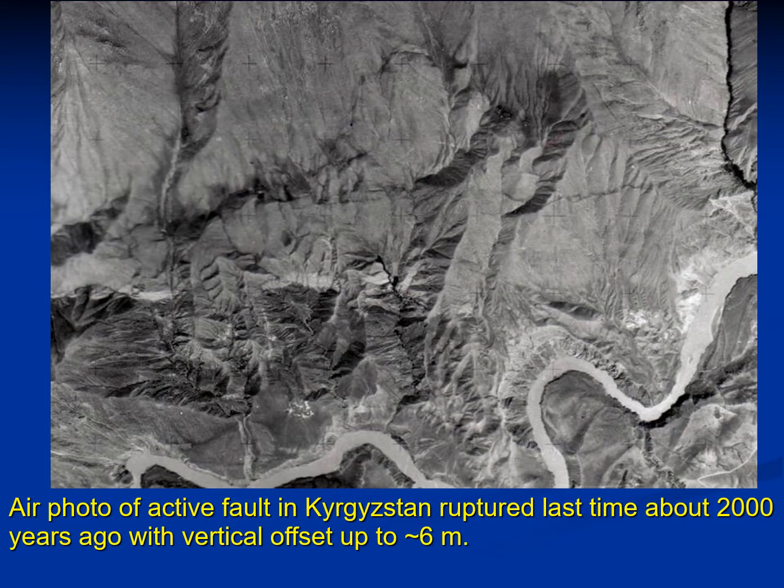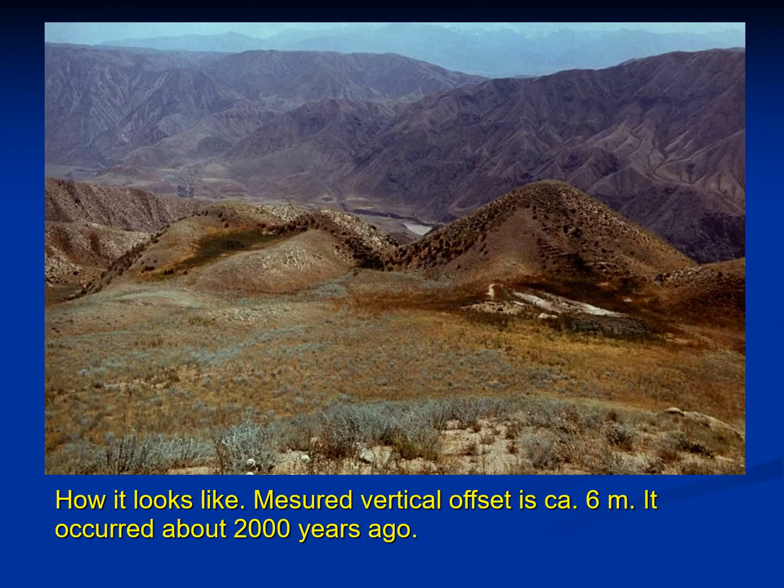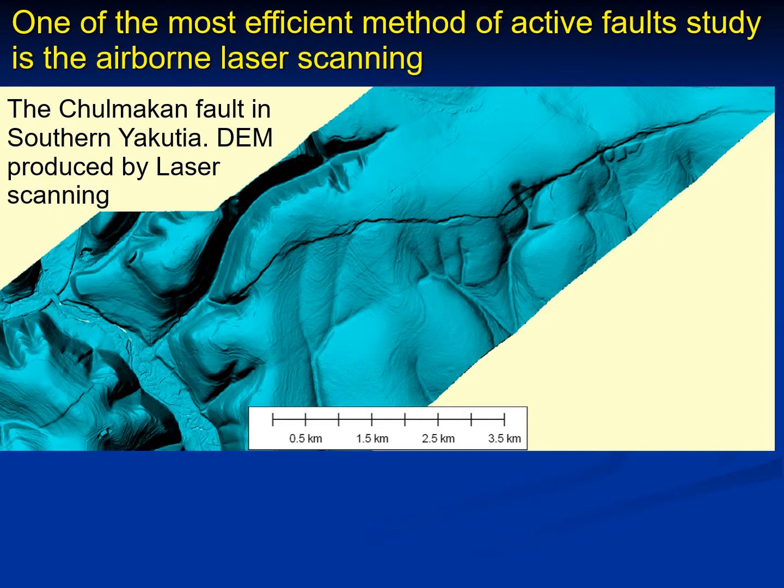It is an aerial photo of another fault, very well visible on the slope. And now let's look how it looks like in the field. Here, measured vertical offset is about 6 meters, and it occurred about 2,000 years ago.